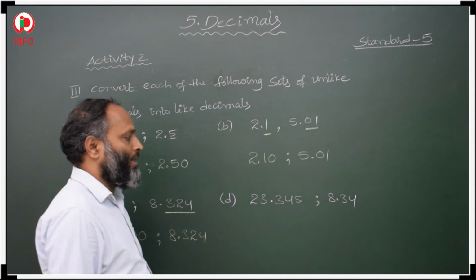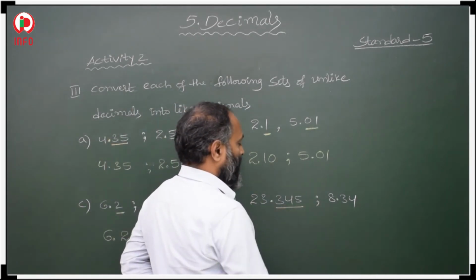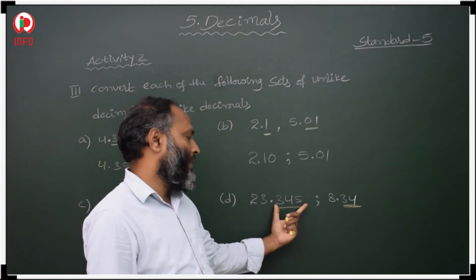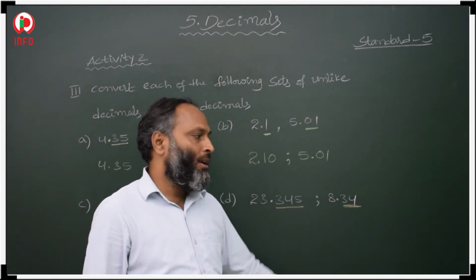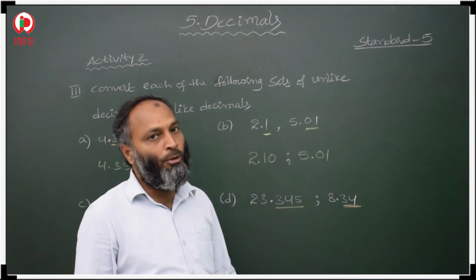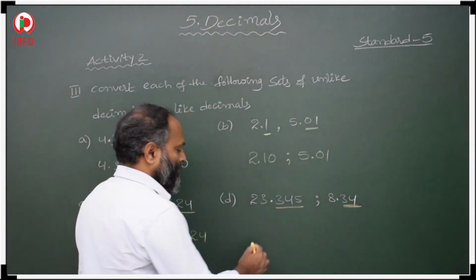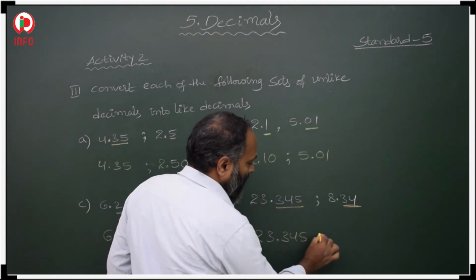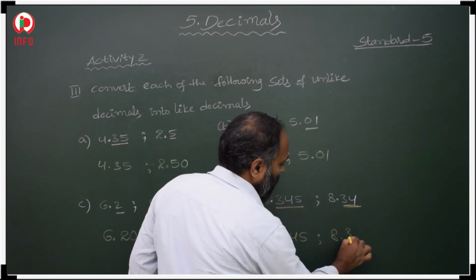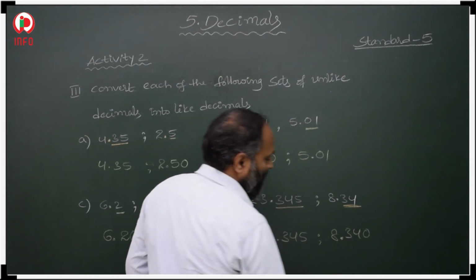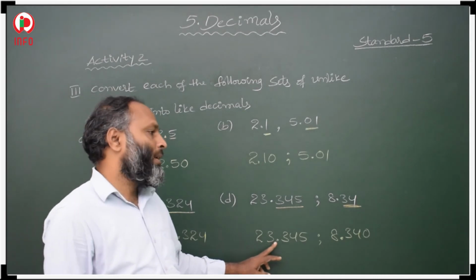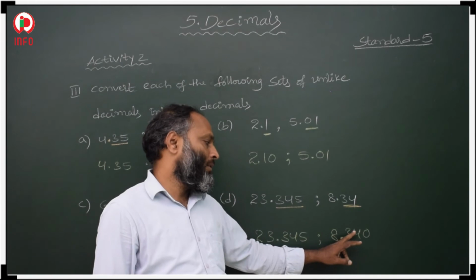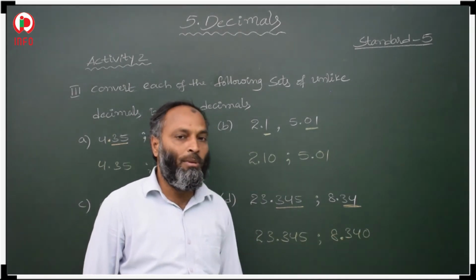Like decimal set. Then here how many places after decimal point? We have 3 places, we have 2 places. 1 more place we need here, so 1 more zero we have to take there. Then 23.345 and 8.340. Okay. After decimal how many places are there? 1, 2, 3. After decimal how many places are there? 1, 2, 3. So equal number of decimal places are there.